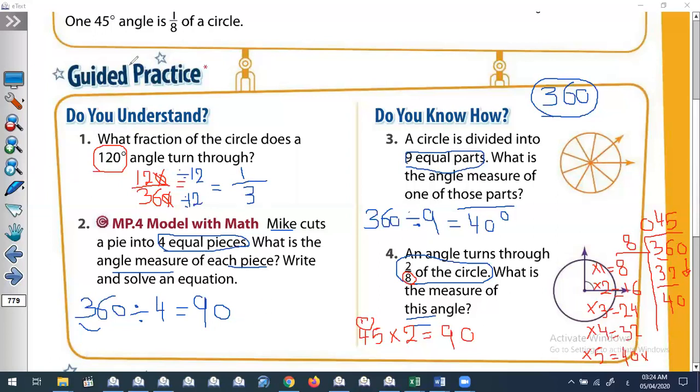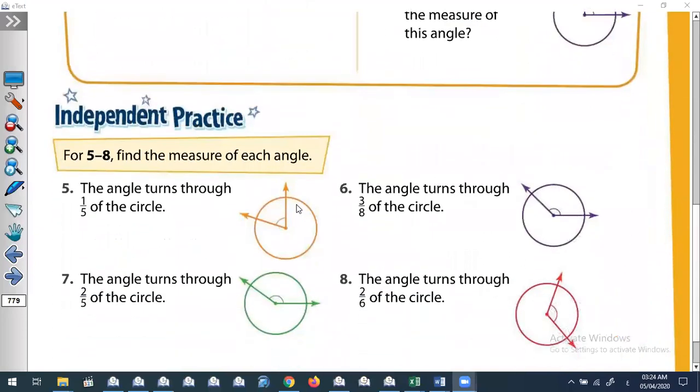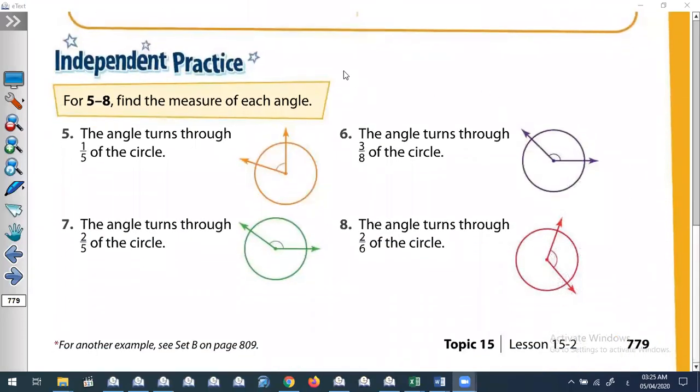Another exercise. Here, number 5. Find the measure of each angle. The angle turns through 1 over 5. Here we have the fraction, and we need to find the angle. So I'm going to divide first 360 by 5, by the denominator. After that, multiply it by the numerator.